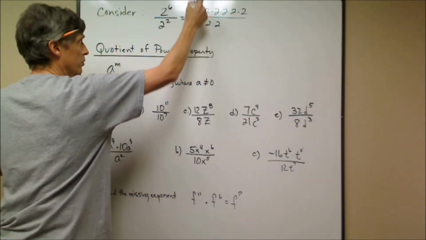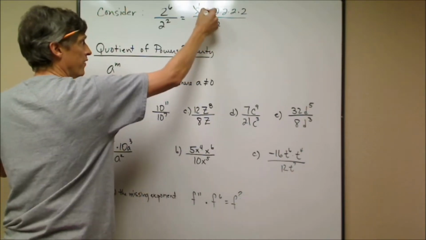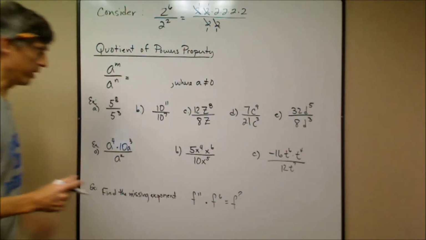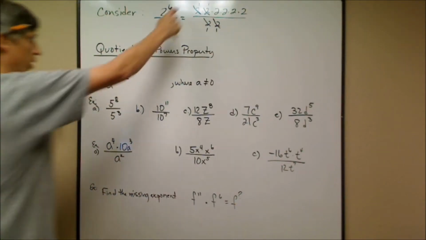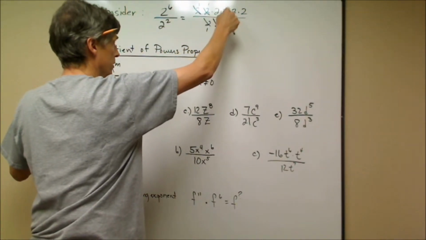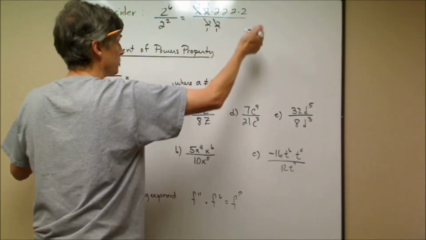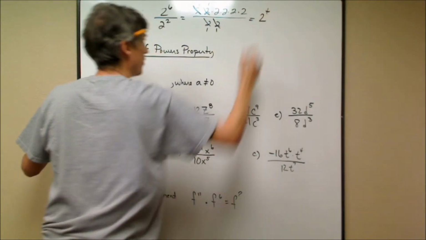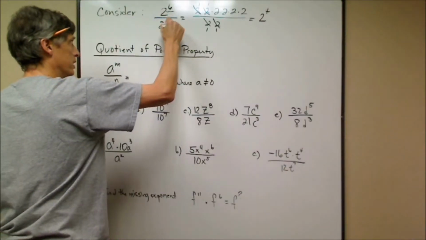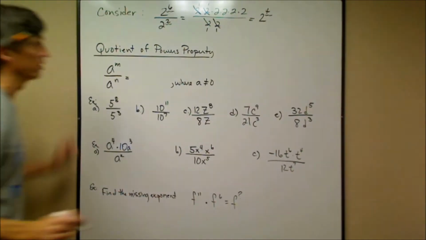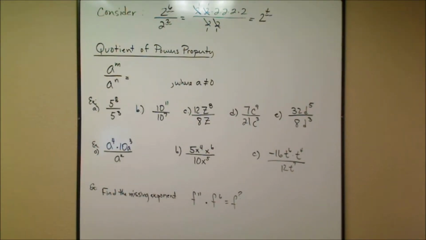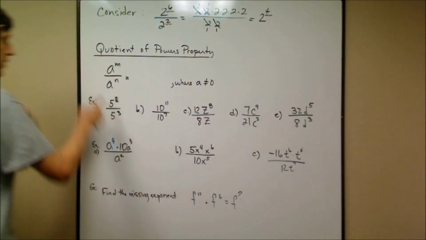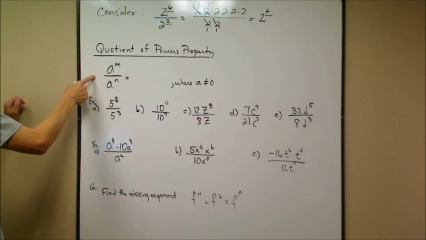This factor of 2 cancels out with this factor of 2. This factor of 2 cancels out with this factor of 2. There's nothing left in the denominator but a factor of 1. I have 1 times 1 times 2 times 2 times 2 times 2 all over 1 times 1, which is 1. 1, 2, 3, 4. This is 2 to the 4th power. Now look at this exponent, this exponent, and the exponent in my answer. You see a relationship between those three numbers, because if you subtract these two numbers, you get that one. That's where the quotient of powers property comes into play.